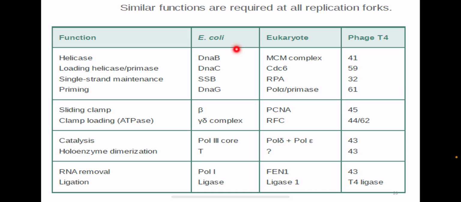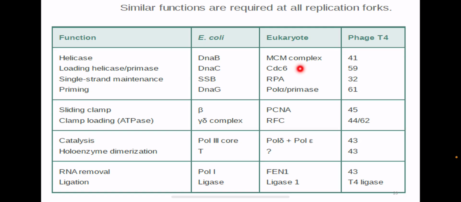So this is a comparison between the factors or the proteins in prokaryotes and eukaryotes. You can realize DNA B, this wasn't stated. The helicase in prokaryotes is called DNA B, and in eukaryotes it is the MCM complex. This one is in viruses, but you're not focusing on viruses now.